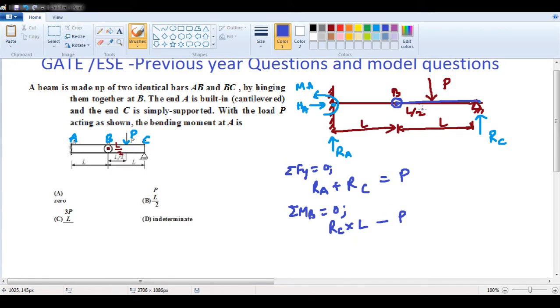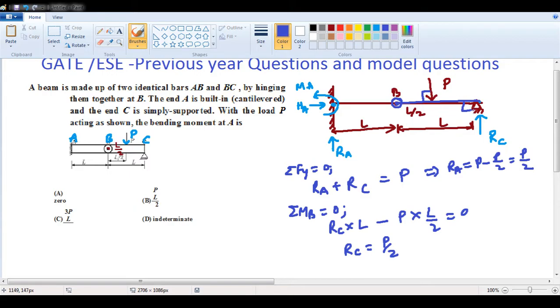Here also there is one perpendicular force, here also there is one perpendicular force. So RC is a perpendicular at the distance of L from point B. P is at a distance of L by 2 but in the opposite direction. Clear? So from here I'll get it. RC is equal to how much? RC is equal to P by 2. When I got RC is equal to P by 2, so RA I will get as P minus P by 2, that is again P by 2. So the value of RA and RC both are nothing but P by 2.